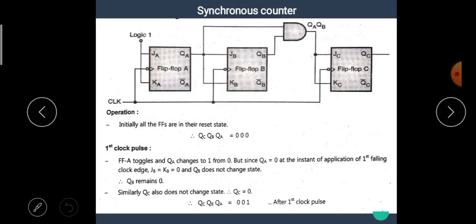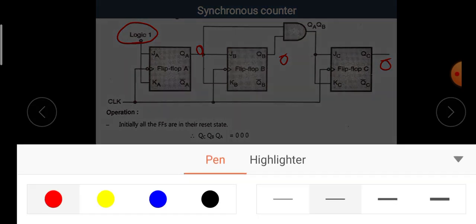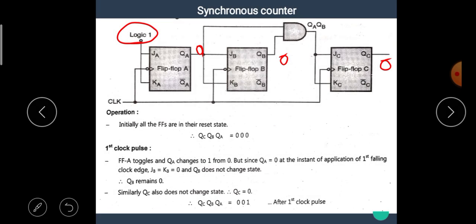Let's see once again. Initially, all the flip-flops are in reset condition. That means 0, 0, 0. When the first falling edge of the clock occurs, QA becomes 1. But at the first falling edge, QA has the value 0.